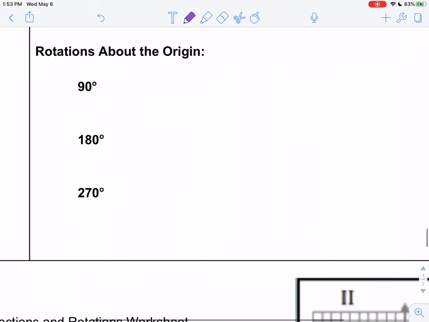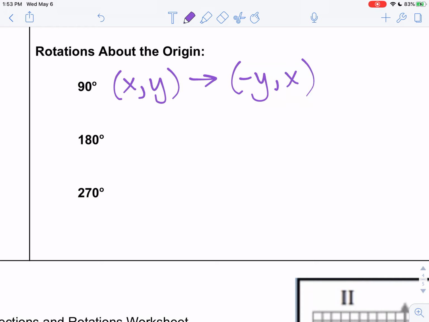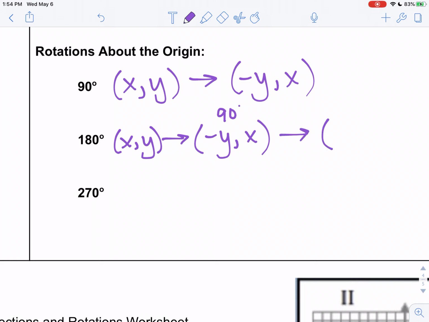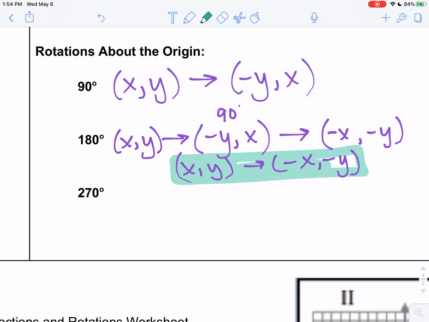All right, so let's come up with a list of rotations about the origin. Because we won't always be dealing with just a 90 degree rotation, but for the purposes of our class, we will be basing it on a 90 degree rotation. So 90 plus 90 gives us 180, another 90 would give us 270. Okay, so a 180 degree rotation would start at (x, y) and rotate 90 degrees to get us to (-y, x). Remember, we changed the order and changed the sign on the first. So now we're going to change the order, so (x, -y), and change the sign on the first. So (x, y) gets mapped to (-x, -y) for a 180 degree rotation.